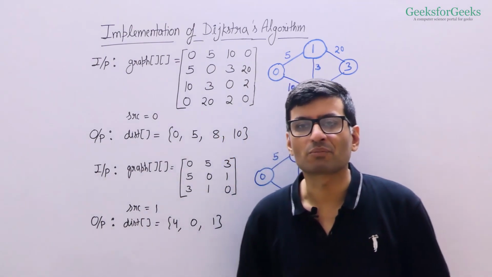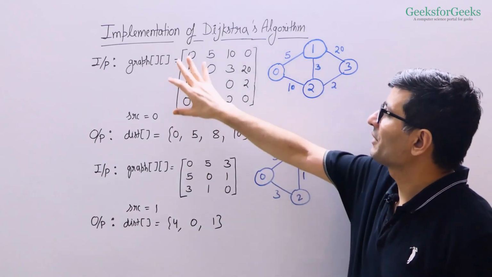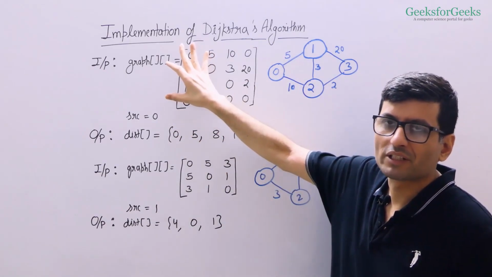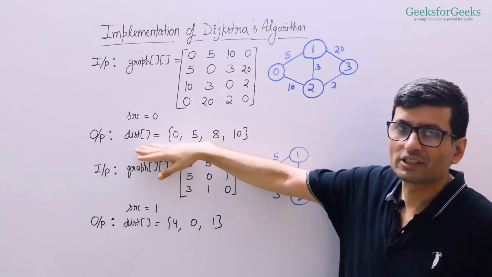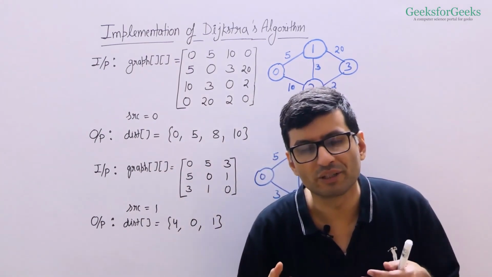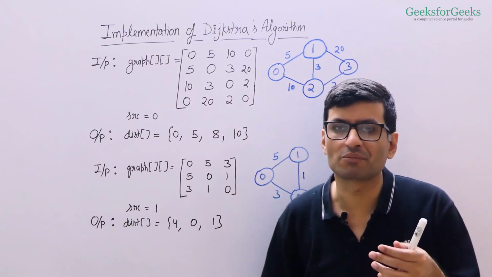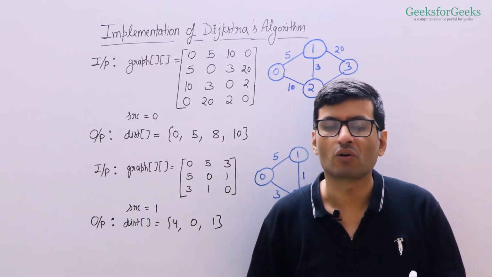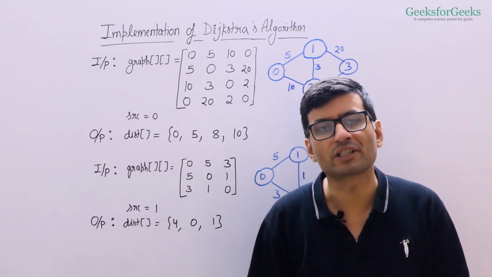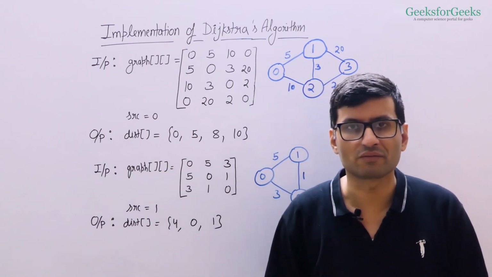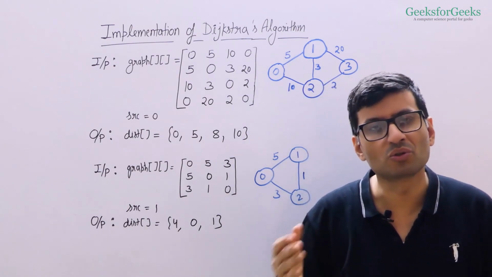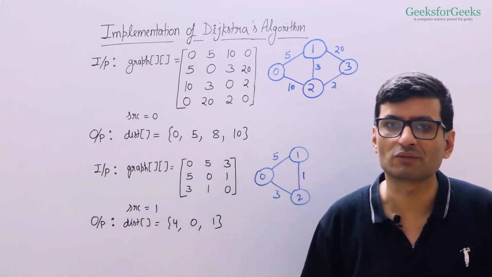So let's understand the problem statement. We have adjacency matrix representation of a graph and we need to produce a distance array. This adjacency matrix representation has 4 by 4 matrix, which means we have vertices from 0 to 3. Also, it's adjacency matrix representation of an undirected graph, which means if there is an edge from u to v, that also means there is an edge from v to u.